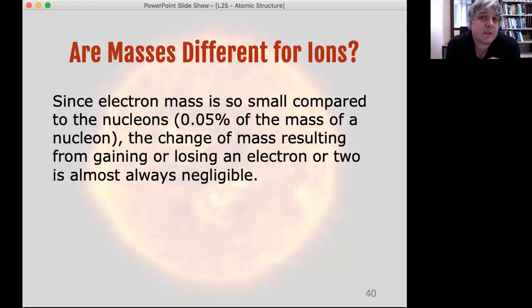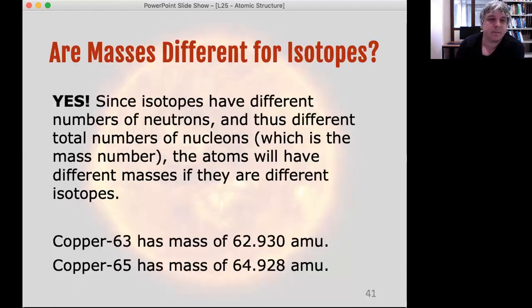All right, so are masses different for ions? Since electron mass is so small, not really. Losing an electron or two is not really going to be noticeable in terms of the total atomic mass, so no. Electric charge is different, but mass is not really different.